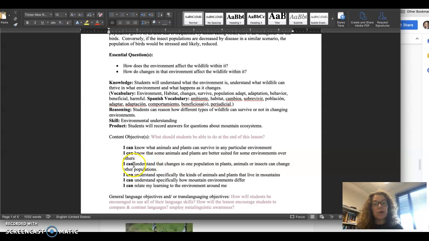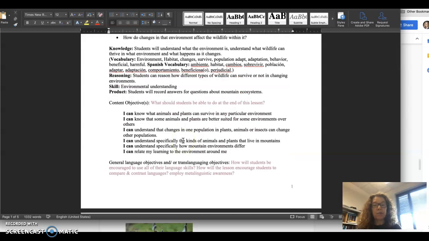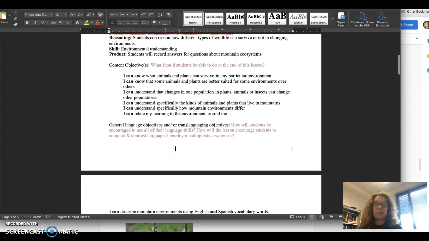Now, that being said, I can understand that changes in one population would affect changes in another. That is sort of a reasoning target, but again, make sure you have at least one target that really gets to this clarifying objective of changes in the environment and how they impact animals. In terms of describing specific environments, you might have that as part of the lesson, but it might not need to be one of your learning targets per se, so just keep that in mind.